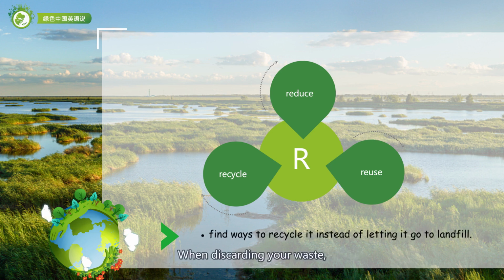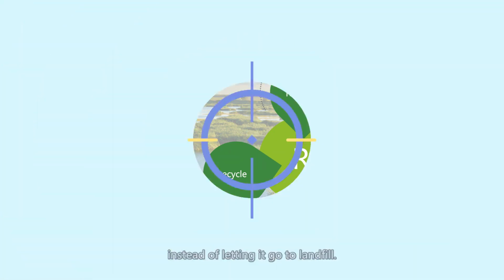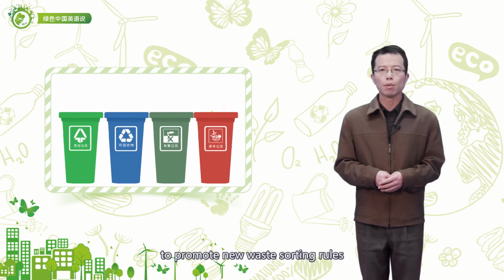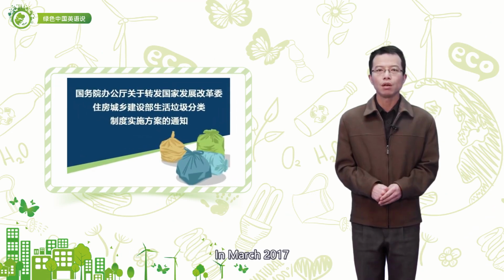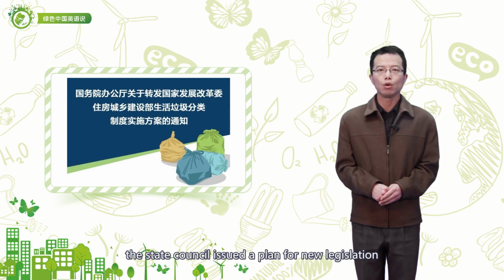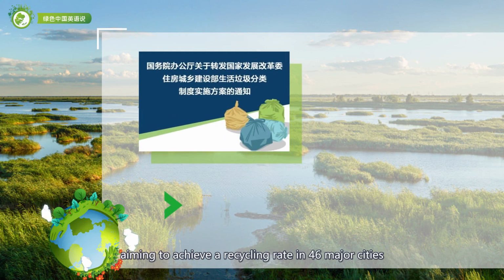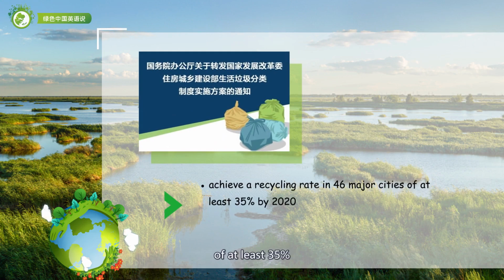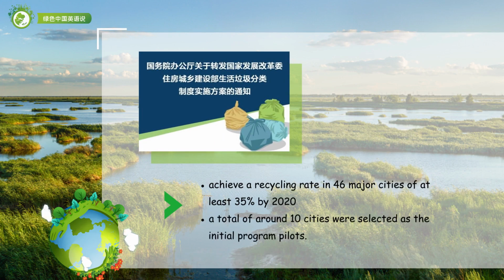When discarding your waste, find ways to recycle it instead of letting it go to landfill. China has been trying to promote new waste sorting rules in cities for many years to encourage recycling. In March 2017, the State Council issued a plan for new legislation and a standard waste classification system, aiming to achieve a recycling rate in 46 major cities of at least 35% by 2020. A total of around 10 cities were selected as the initial program pilots.